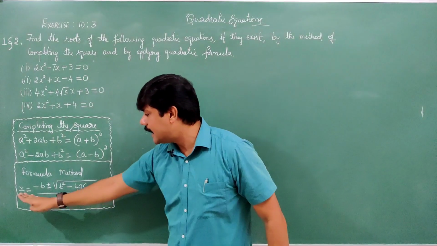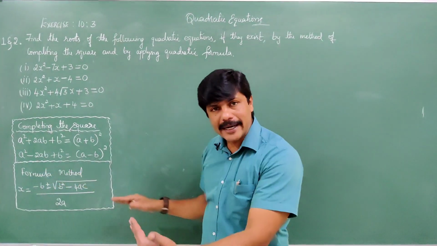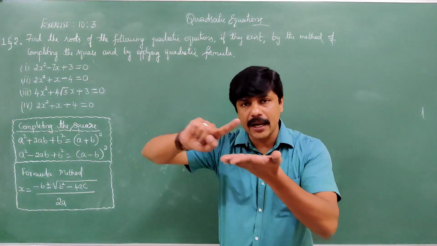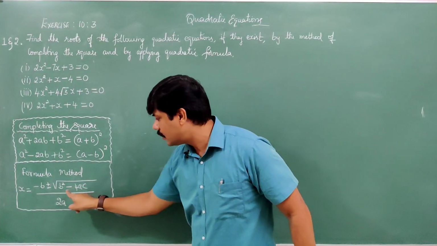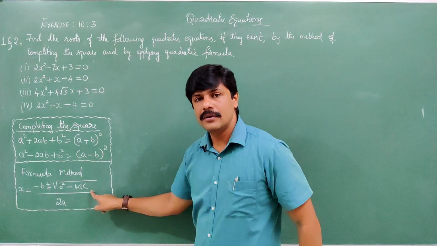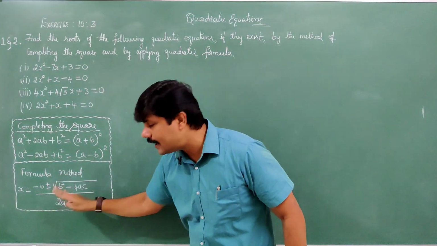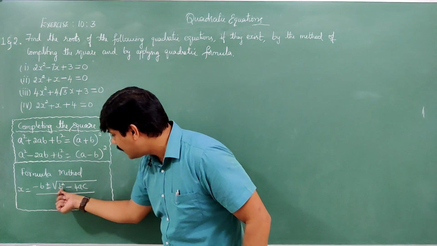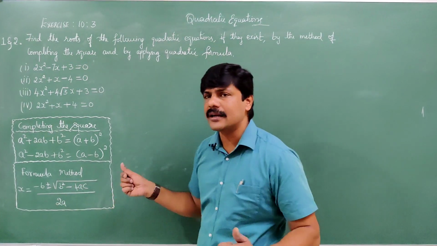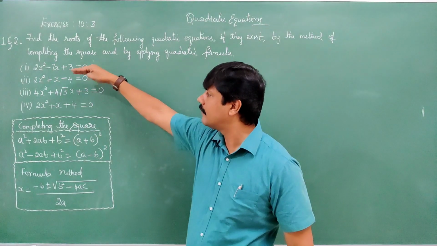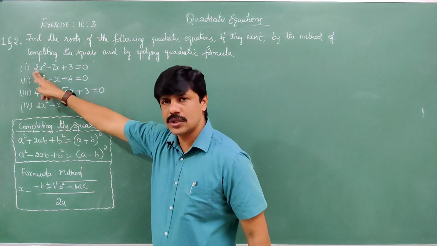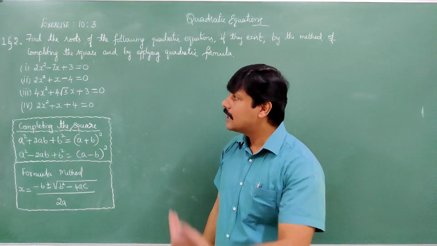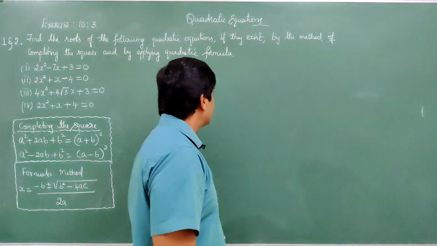Learn this by heart properly. x is equal to minus b plus or minus the square root of b square minus 4ac, whole divided by 2a. Here a, b and c are nothing but the coefficients of x square, x and the constant respectively. Understand? You will come to know this while solving the problem.